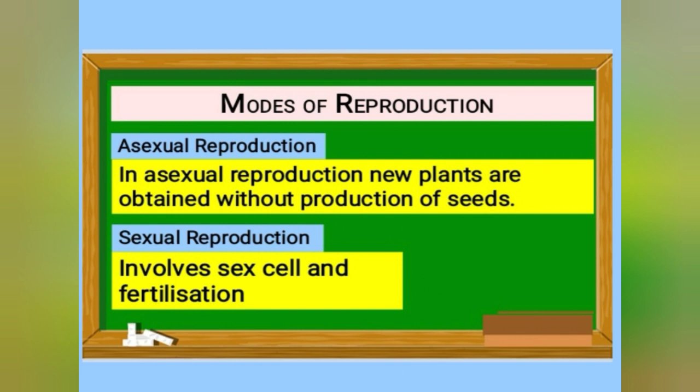Sexual reproduction. Sexual reproduction involves sex cells and fertilization. Sexual reproduction needs both male and female sex cells and fertilization to grow a new plant. Male sex cell means stamen sex cell, female sex cell means pistil sex cell.